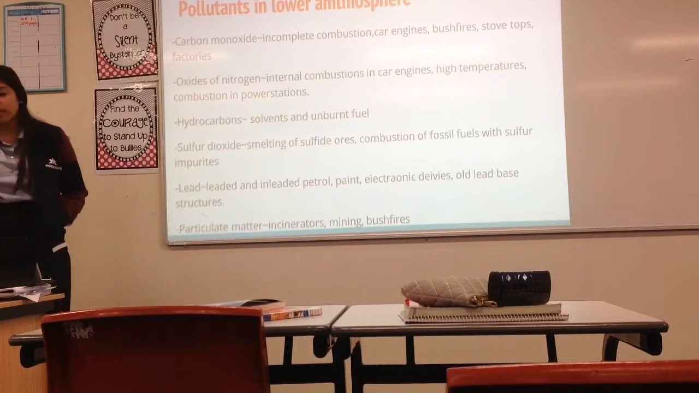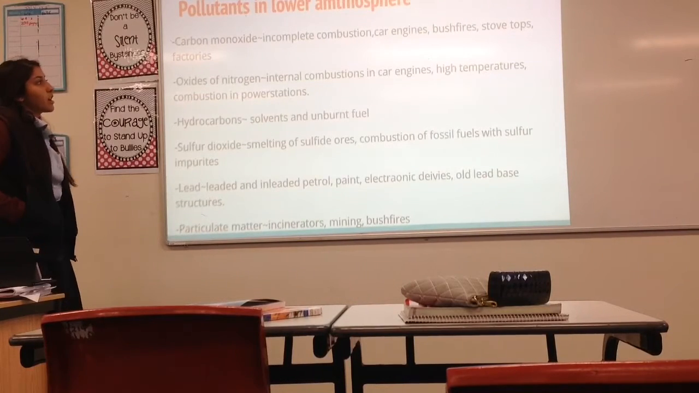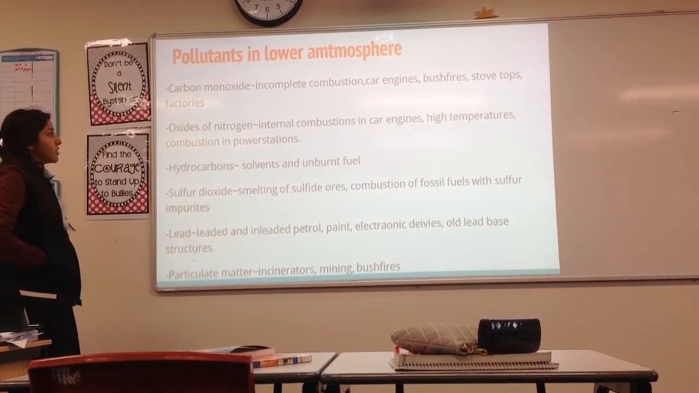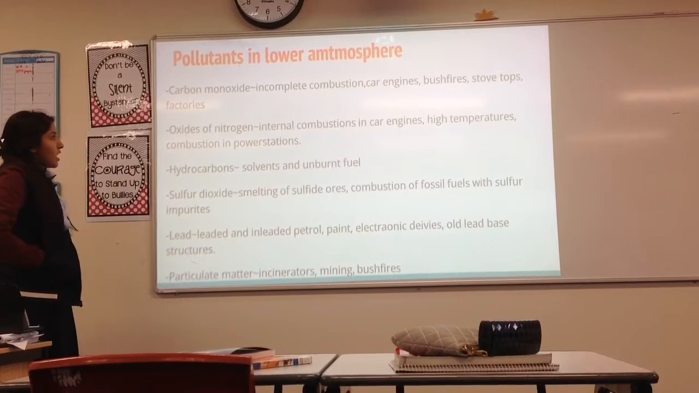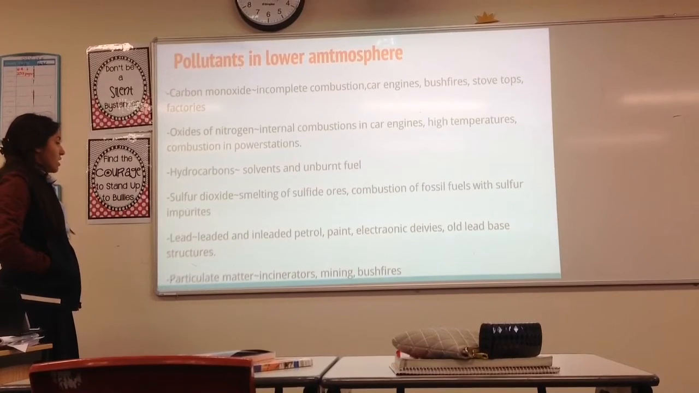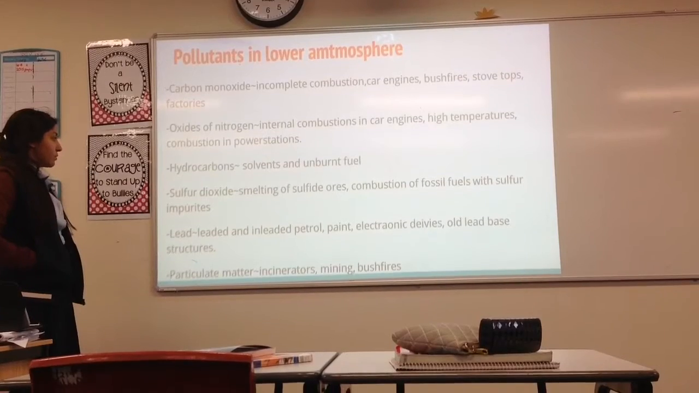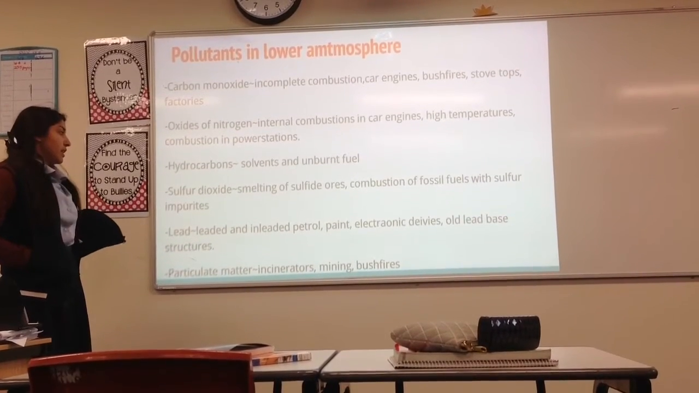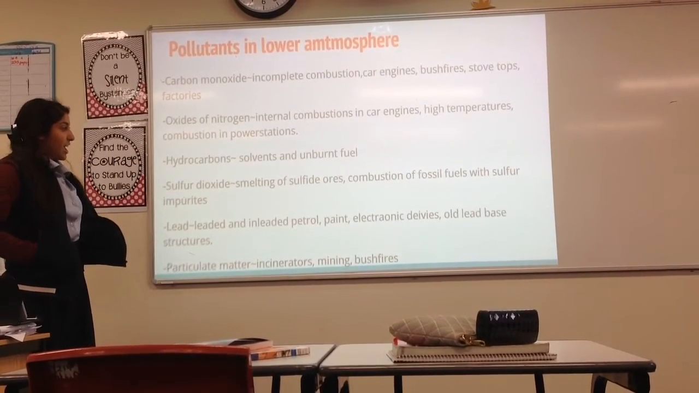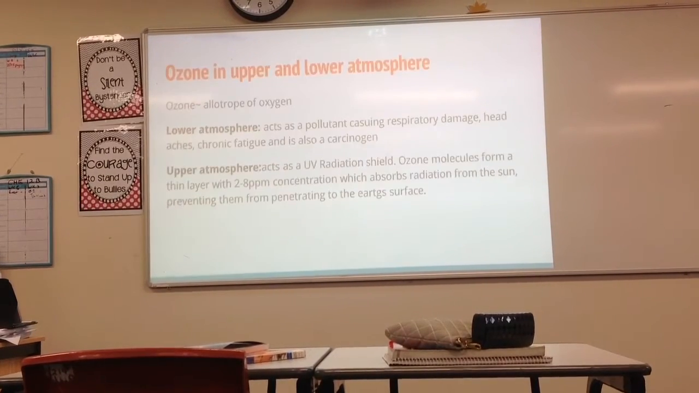The main pollutants in the lower atmosphere are carbon dioxide, which comes from incomplete combustion, car engines, bushfires, stovetops, and factories. Oxides of nitrogen come from internal combustion, car engines, high temperatures, and combustion in power stations. Hydrocarbons come from solvents and unburnt fuel. Sulfur dioxide comes from smelting with sulfide ores and combustion of fossil fuels with sulfur impurities. Lead comes from leaded and unleaded petrol, paint, electronic devices, and old base structures. Particulate matter comes from incinerators, mining, and bushfires.